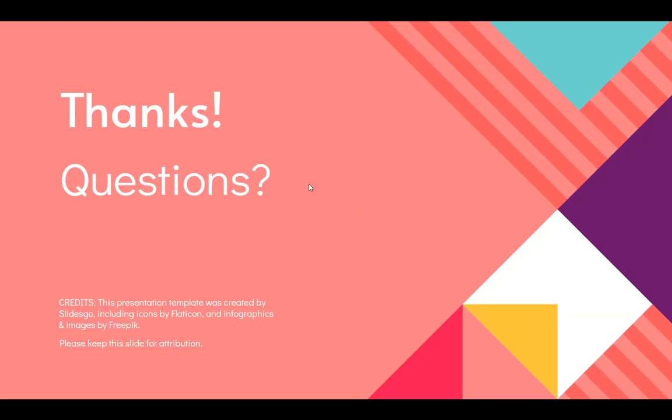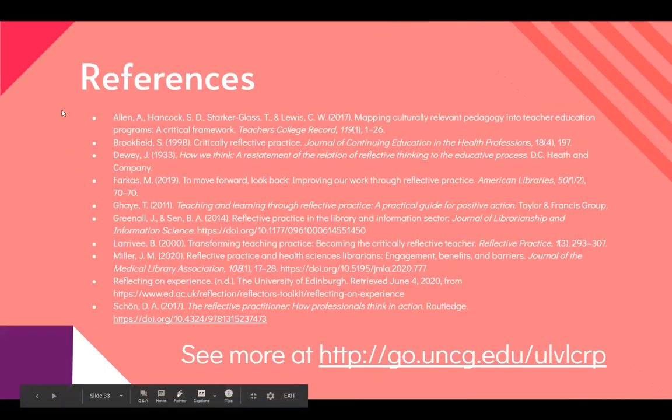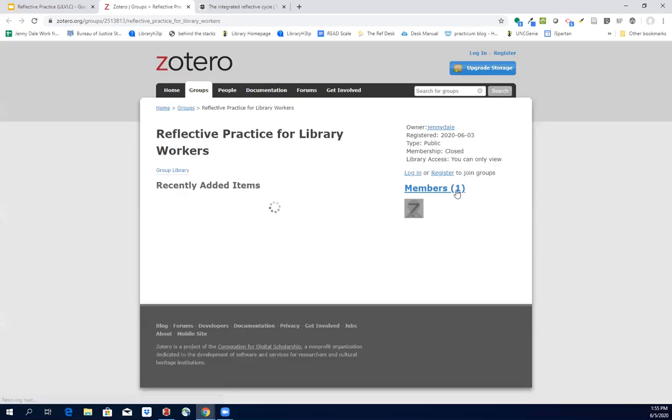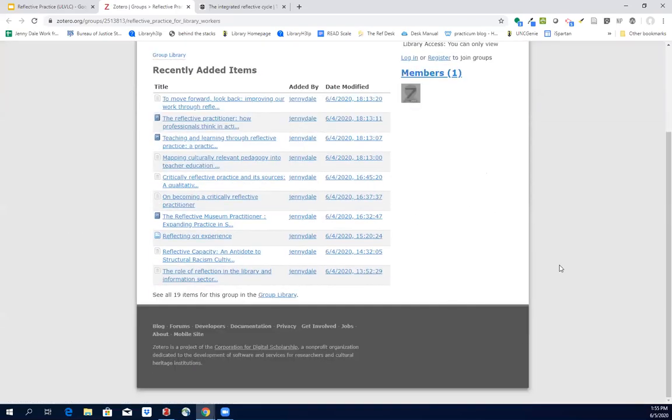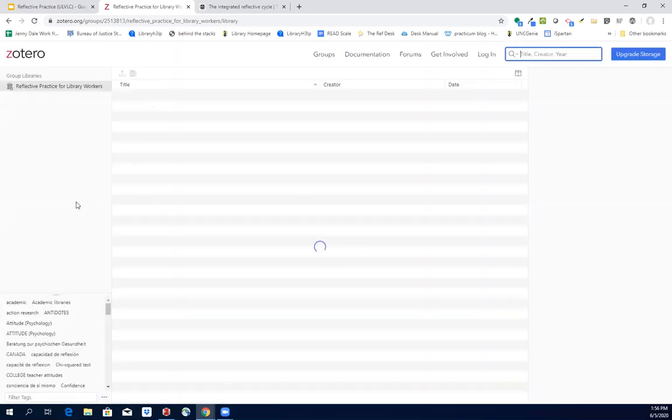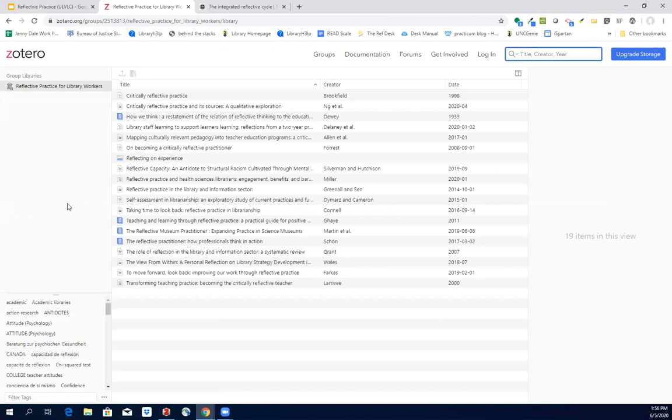But because we have 5 minutes left, I do want to open it up for questions if people have any. And I'm also going to jump to my next slide here so that you can see, in very tiny print, the things that I directly cited in this presentation. But that Go link at the bottom there, go.uncg.edu/ULVLCRP, is an open Zotero library that currently just has 19 items in it, but that I am frequently adding to. And if you have something that you want to add to this, please feel free to send it to me because I would be happy to include it.